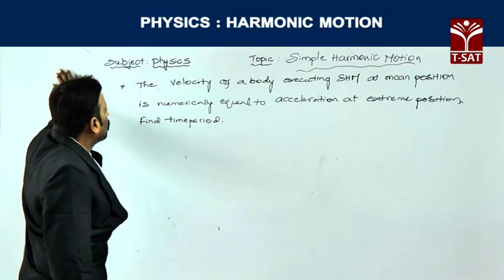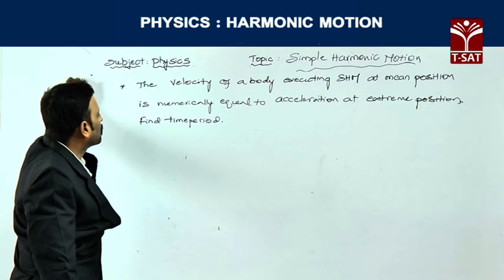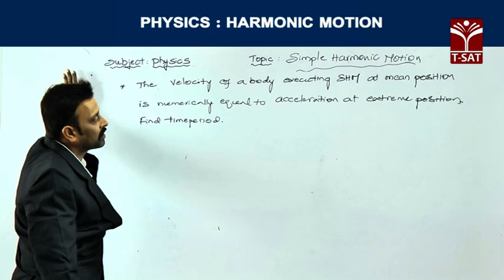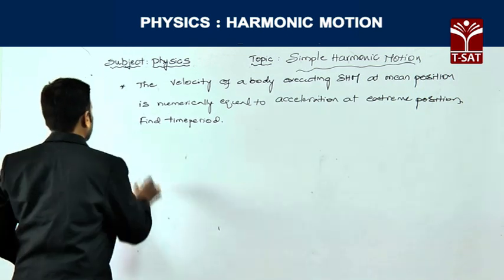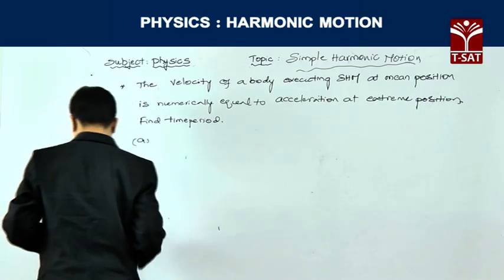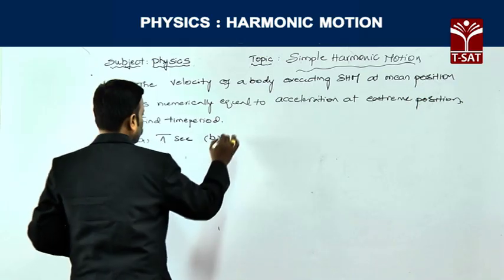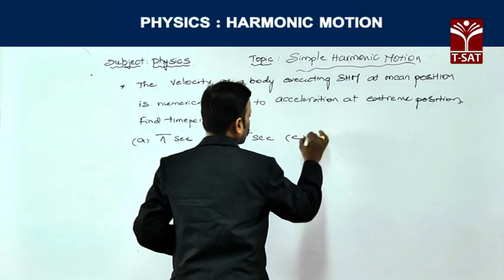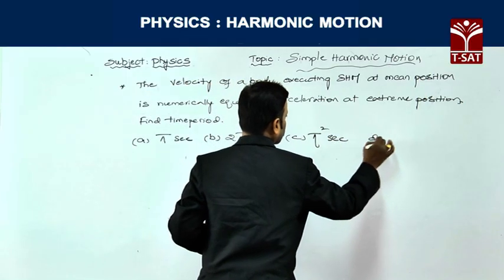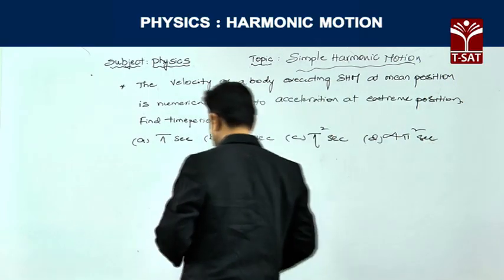The next problem. The velocity of a body executing simple harmonic motion at mean position is numerically equal to the acceleration of the same particle at extreme position. You are asked to find the time period of the particle. The given options are, first one pi seconds, second one 2 pi seconds, third one pi square seconds, the last one 4 pi square seconds.